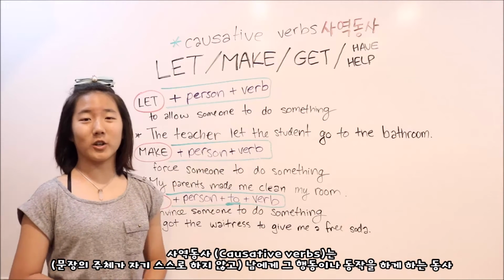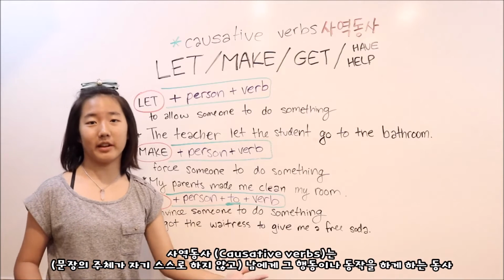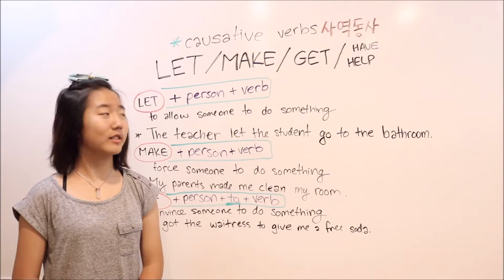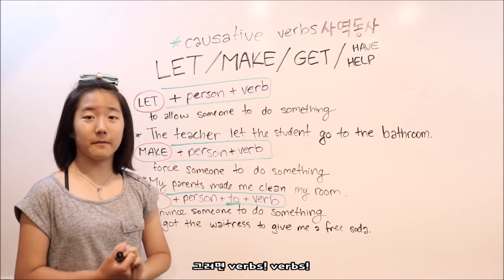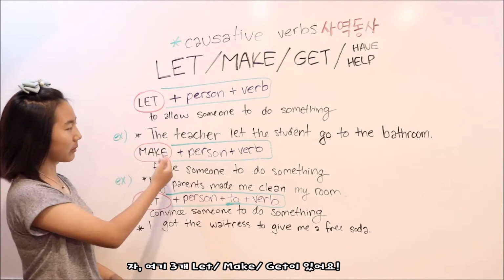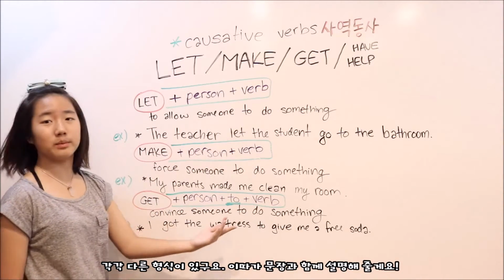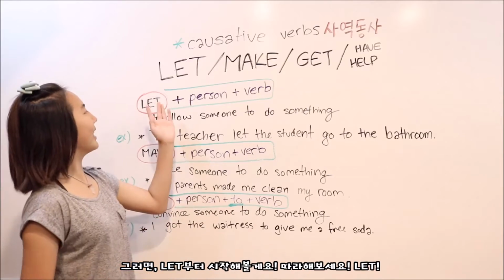Causative verbs are verbs that have someone do something. Follow me: causative, causative, then verbs, verbs. Now we have 3 with me: let, make, and get. Each one has a different form, which I'll explain with the sentence. So let's start with let.